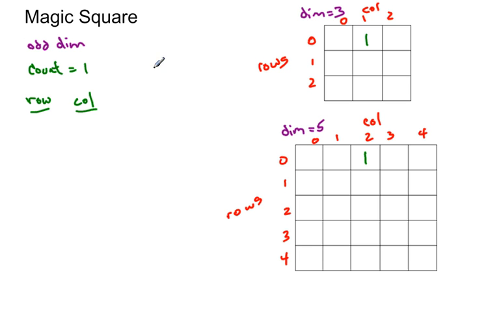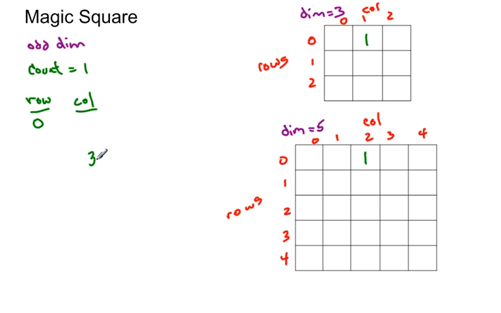So these are kind of the values that you're going to need. You're going to need to know what number we're placing in there, what's the dimension, and what row and column we're placing it in. So the number 1 always goes in the top row center. So row starts at 0. That is the initial value of row every single time. Column is this middle one, and so let's just take a look. If my dimension is 3, column starts at 1. If my dimension is 5, column starts at 2.